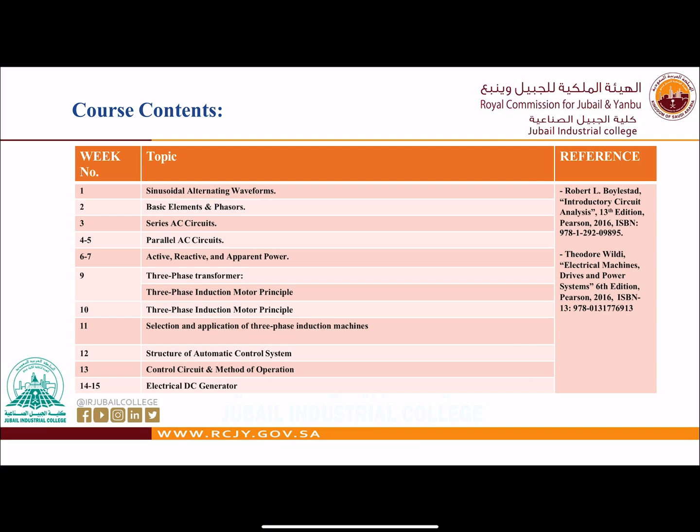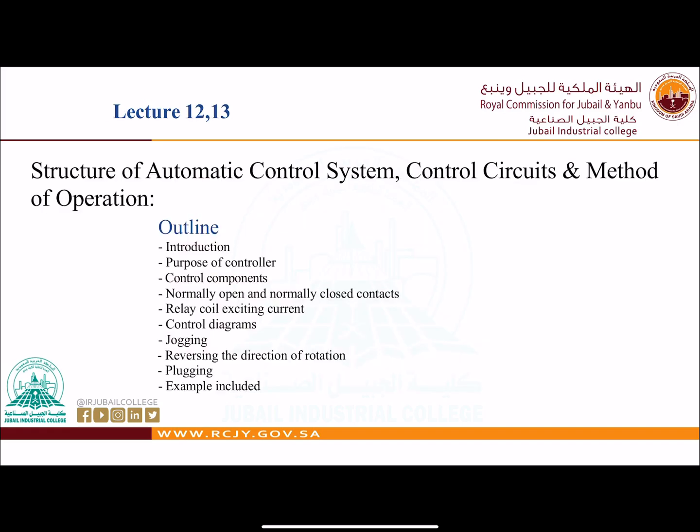In this slide, inshallah, we are going to discuss the structure of the automatic control system and the control circuit method of operations. Okay, so inshallah, we are going to outline the introduction and purpose of the controller, control components, normally open and normally closed contacts. We are going to see the relay coil exciting current, and we will have one example. Regarding control diagrams, we will take some of the examples.